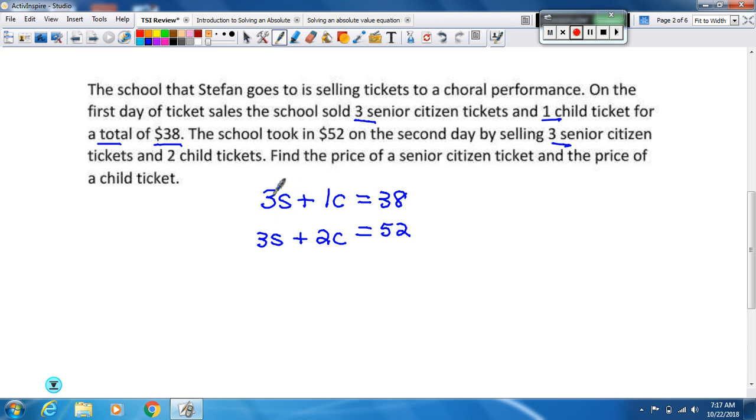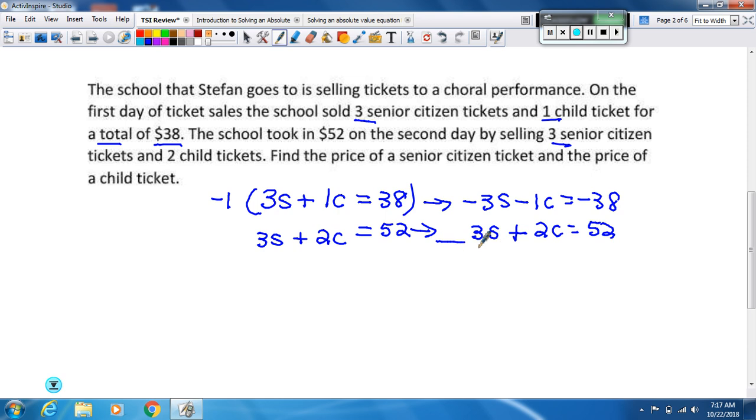Well, I noticed right away that the senior citizens are the same. So what I can do, if I take this equation and multiply everything by -1, I'm going to get a -3s, a -1c equals a -38, and keep the second equation like it is. Don't change anything about it. If I do that, my S values cancel out because they're opposites. So then I only have one variable left. So 2 take away 1, that's just C, equals 52 take away 38 is 14.